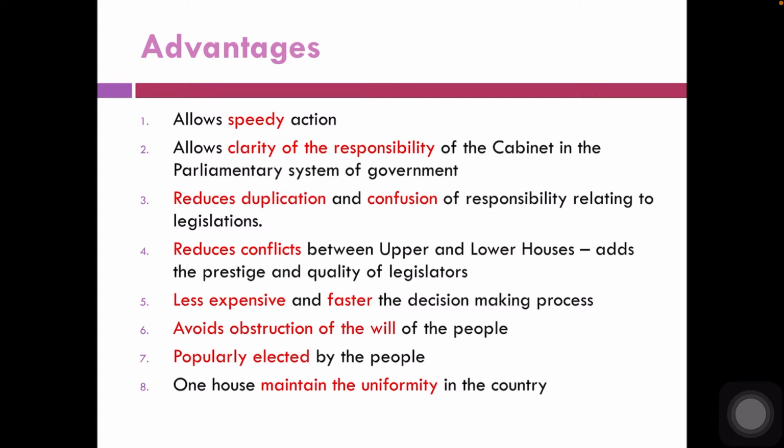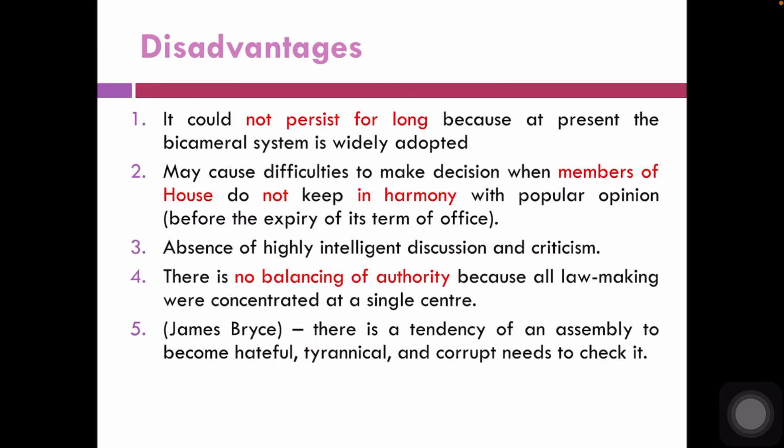Next, number 5, less expensive atau kita kata less cost and fastest decision making process. Number 6, can avoid obstruction of the will of the people. Number 7, popularly elected by the people. And last but not least, this house maintains the uniformity in the country. So these are the advantages of using unicameral system.